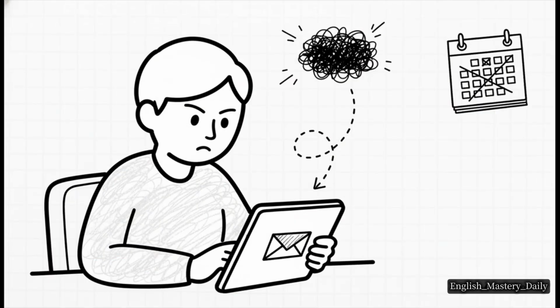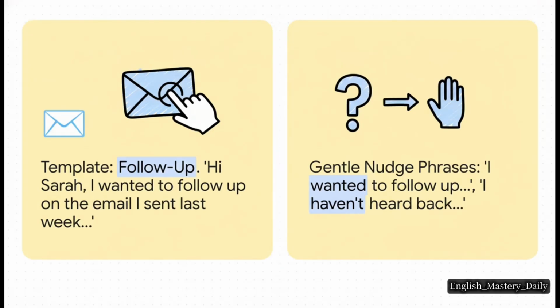Okay, this next one gives me anxiety just thinking about it. You sent a really important email, you're waiting for a reply, and you've heard nothing. Crickets. So how do you follow up without sounding pushy or just plain annoying? Right. This is all about the gentle nudge. The key is to keep your language totally neutral and helpful. Using phrases like, "I wanted to follow up on," or "I haven't heard back," are just simple statements of fact. They're not accusations.